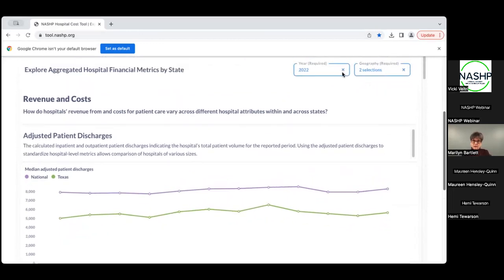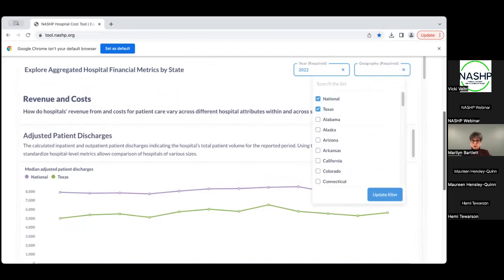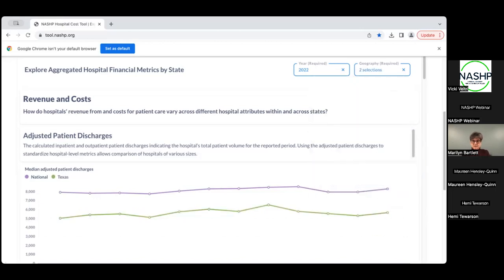And one little point I want to show you is that if you do choose, and I chose national in Texas, make sure you hit this little button here that says update filter, because that is needed to get the data in.